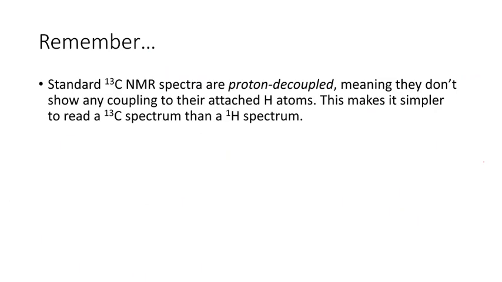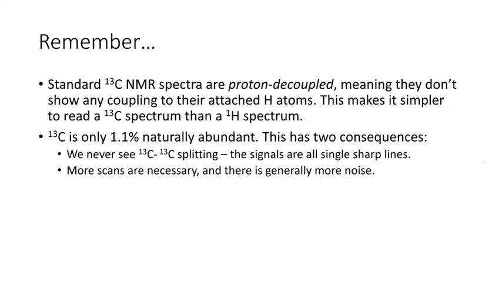All right, so remember, standard C13 NMR spectra are proton decoupled, meaning they don't show any coupling to their attached hydrogens. This makes it simpler to read a C13 spectrum than a proton spectrum, right? Because they're just sharp lines. There's no splitting. C13 is only 1.1% natural abundant. This has 2 consequences. First of all, we never see C13 splitting. The signals are all single sharp lines. And secondly, more scans are necessary, and there's generally more noise.